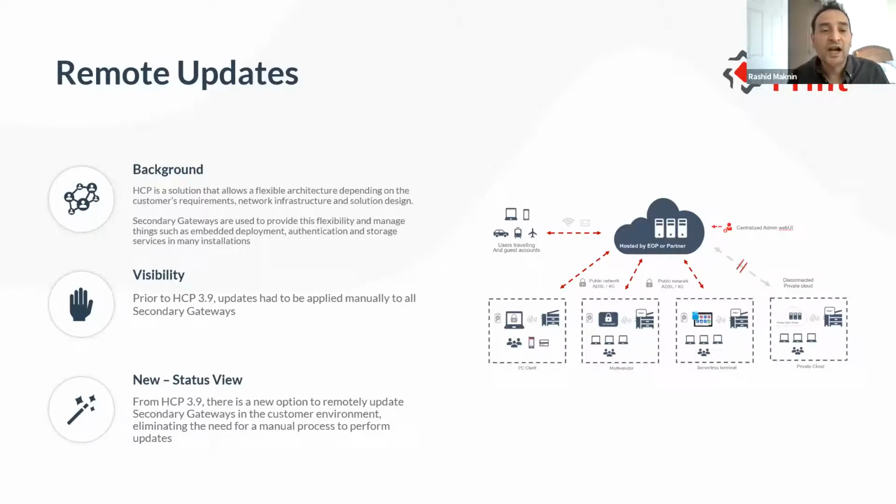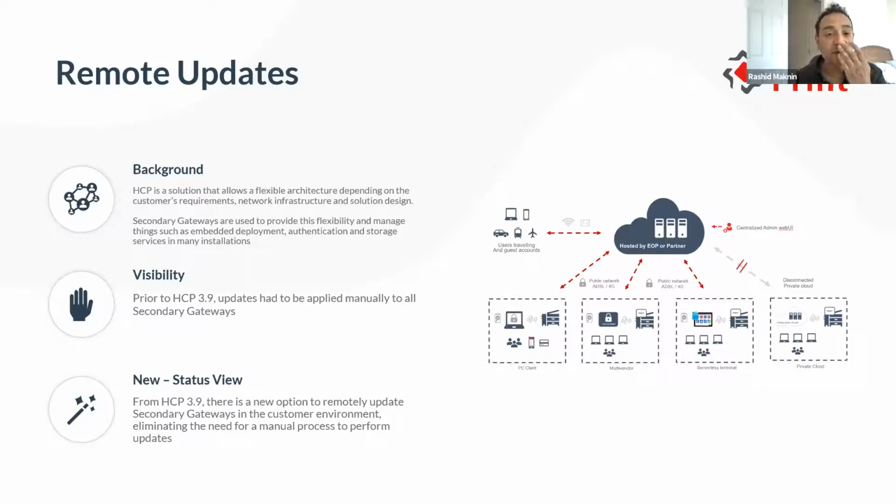Prior to 3.9, updates needed to be made manually on these secondary gateways. You'd have to log in and run the installer on the gateway to make the update. For customers with large numbers of updates, this isn't great. It would be quite a labor-intensive experience. So from 3.9, we've added the ability to remotely upgrade all secondary gateways very simply from the web UI.